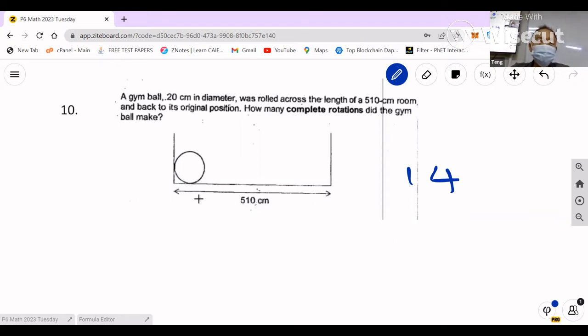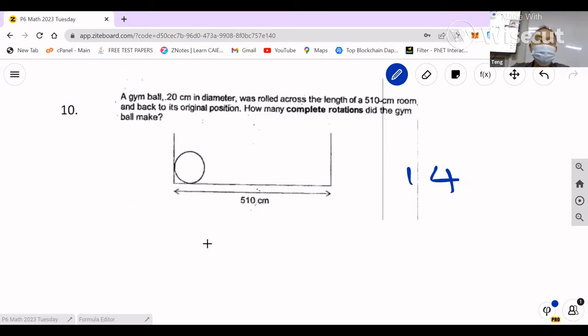Did you use 510 times 2? No. Okay. How about Jia Qi? What's the distance you travel? Go there and come back. Go there, come back. So this question is not difficult. The only problem is everyone thought it's 510 times 2.